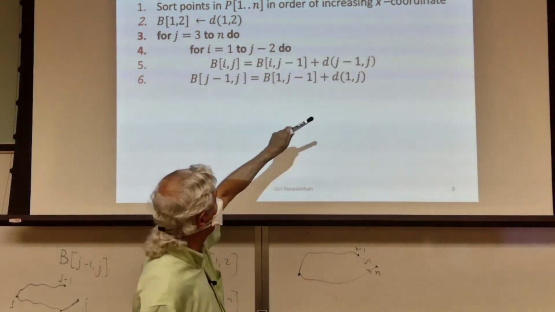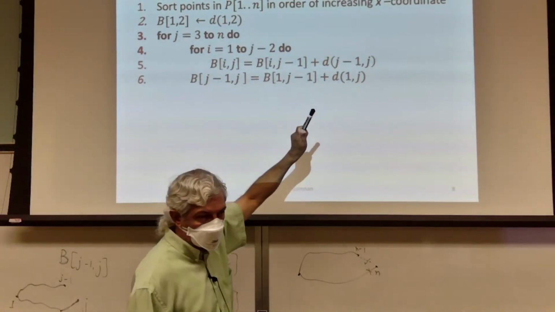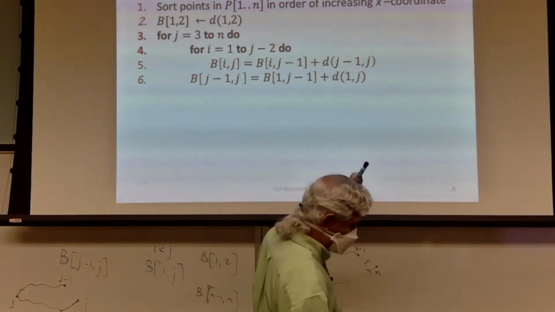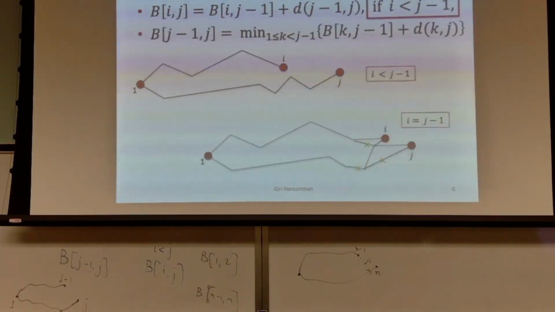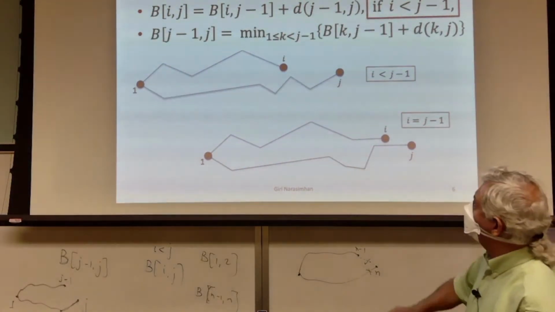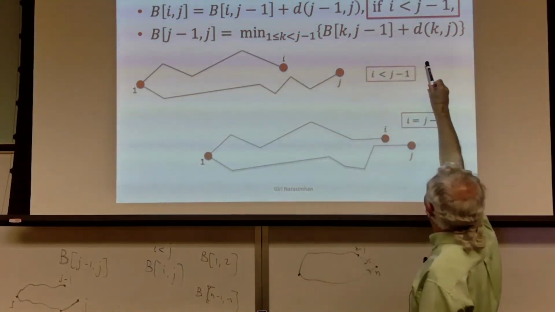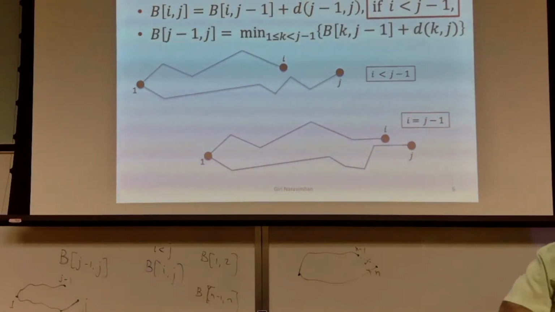So we're going to initialize that by saying set k equals 1. If k equals 1, then we get b of j minus 1, j is b of 1, j minus 1 plus d of 1, j. Let me remind you, the recurrence relation looks like this. So you have b of j minus 1, j is b of k, j minus 1 plus d of k, j, right? That's the recurrence we want, and try all possible values of k.